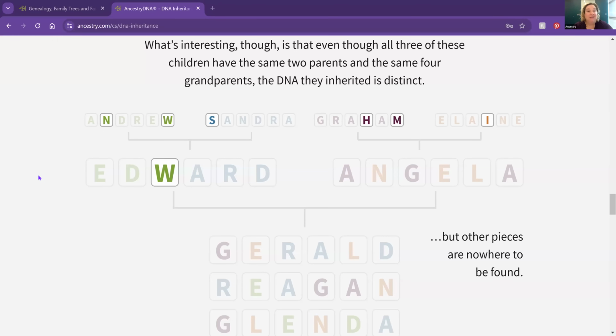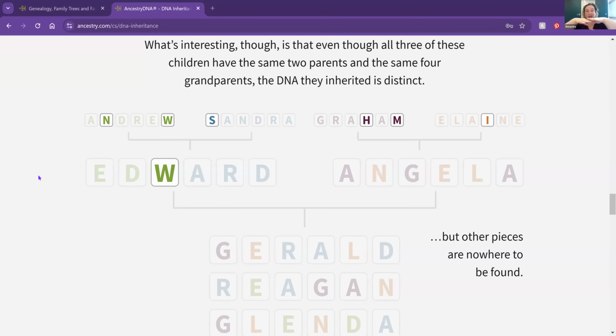Now, some of you are already ahead of me, okay? What does that mean? That means that if Andrew and Sandra and Graham and Elaine are all deceased, the more of their children you can test, the more of their DNA will be represented and available for you to make family history connections. The more you're going to get a complete picture of the DNA of Andrew and Sandra and Graham and Elaine because you're using their children's DNA to represent them, okay?